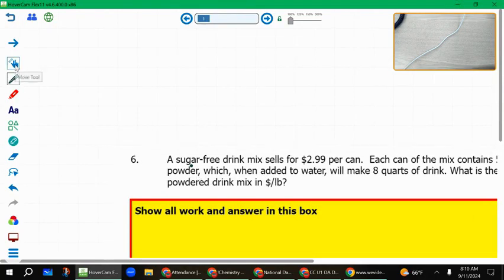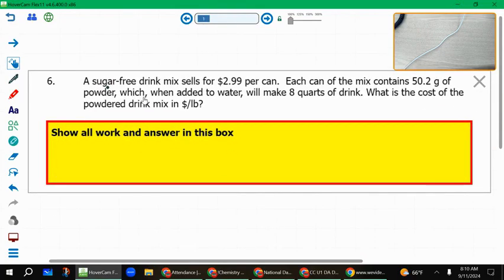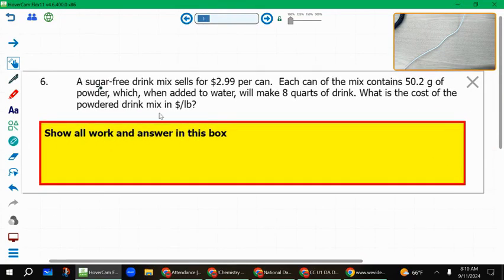So this one, they don't give you a lot of information, ladies and gentlemen. Matter of fact, they don't even give you a very good place to begin. So this is a pretty good question to talk about. A sugar-free drink mix sells for $2.99 per can. Each can of mix contains 50.2 grams of powder, which when added to water will make 8 quarts of drink. What is the cost of the powder drink in dollars per pound?